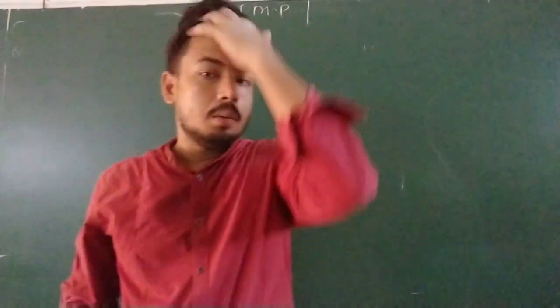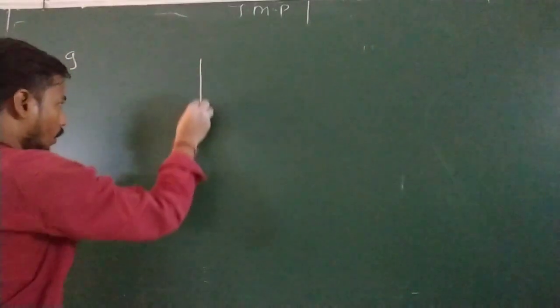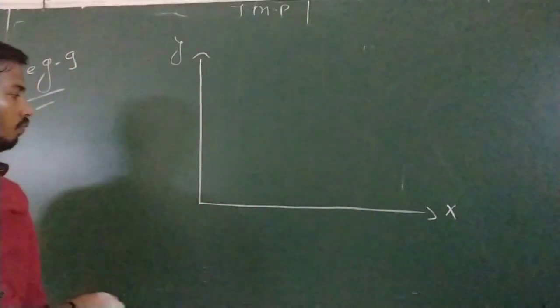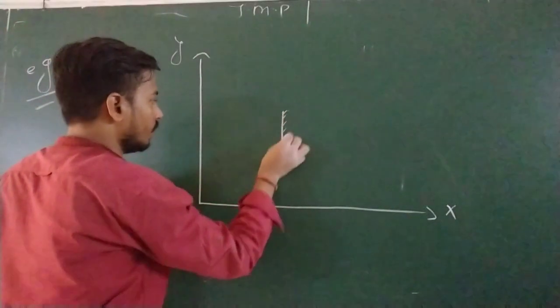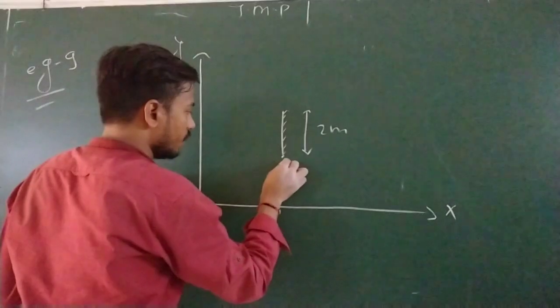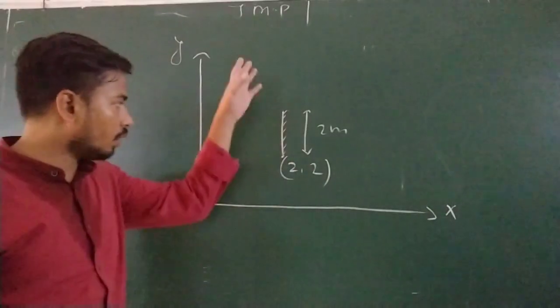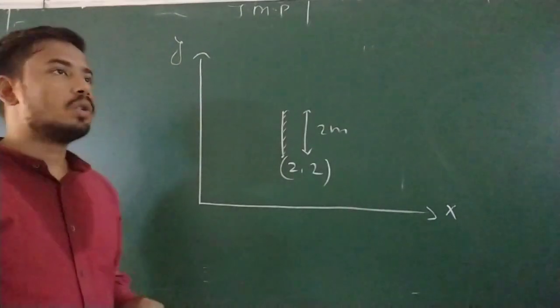Okay, we are going to take another question which is based on field of view. I taught you field of view. So see here. Example 9. Suppose that this is a coordinate system, x and this is y. Here one mirror is kept, a plane mirror. The height of this mirror is 2 meter and this coordinate is 2, 2. See, this is the coordinate system. The height of this mirror is 2 meter. This coordinate is 2, 2.